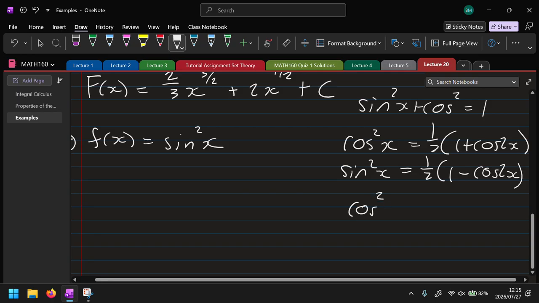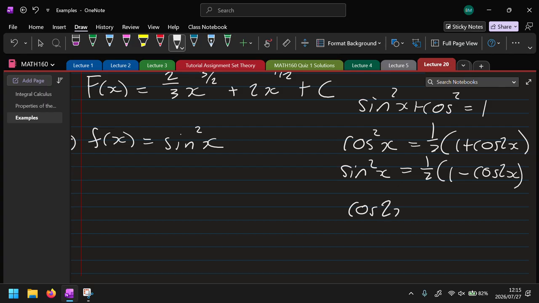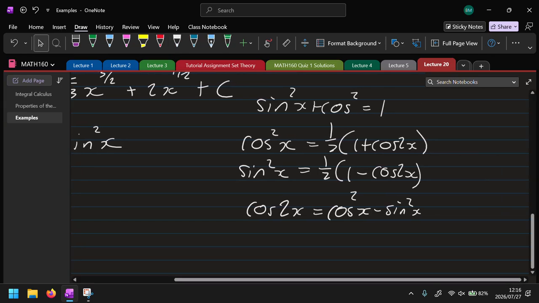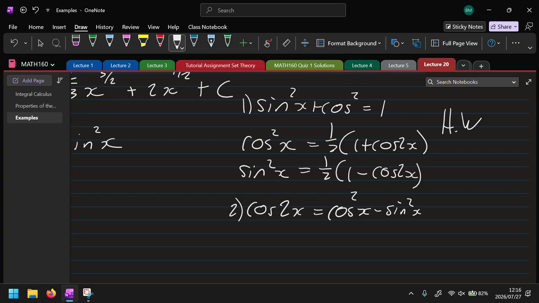So cos 2x is cos squared minus sine squared. And then you substitute that first equation. So for that last one with the cos 2x, you substitute equation 1 for either cos squared or sine squared, and then you'll get those two. Okay, maybe I should put that for homework. So homework, we've got equation 1, equation 2. Substitute equation 1 into equation 2 and derive those middle two.